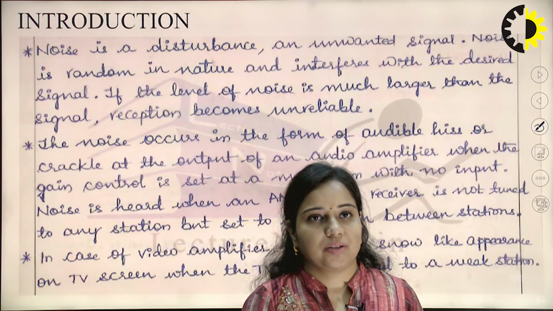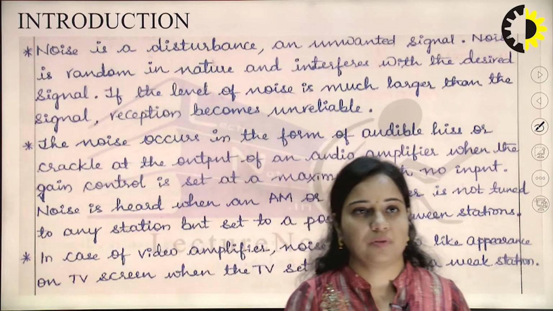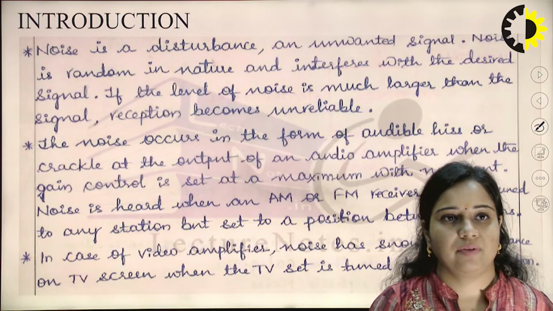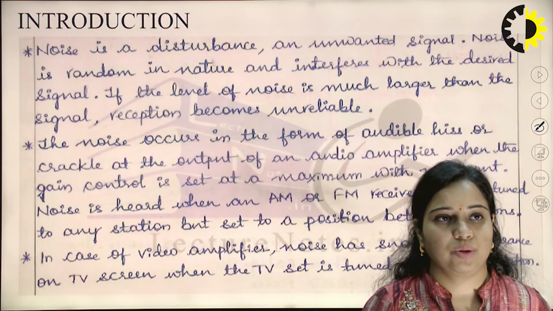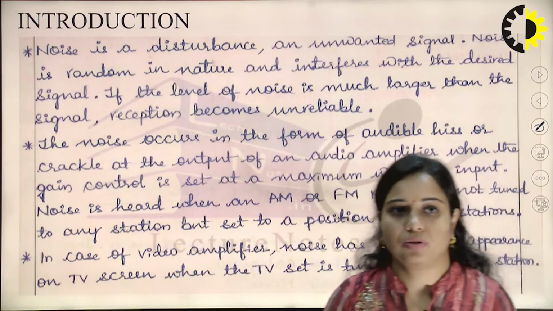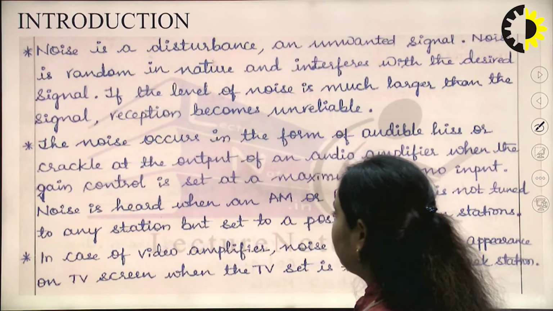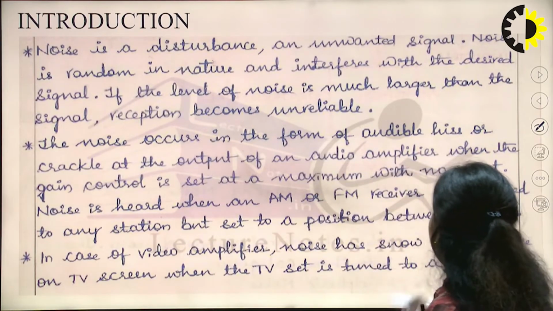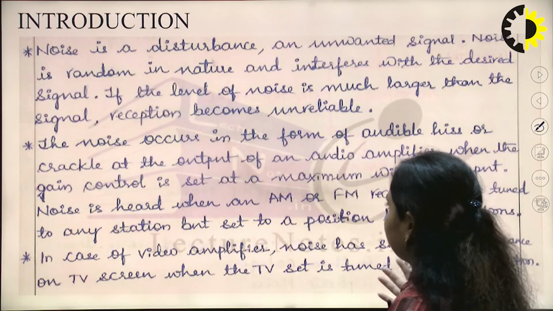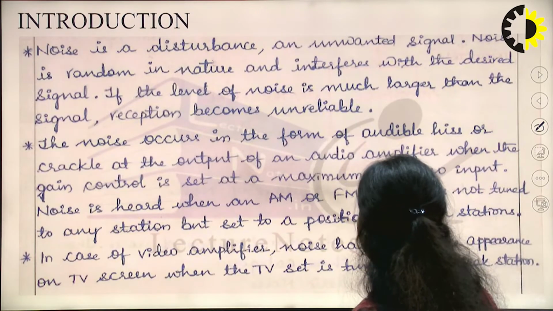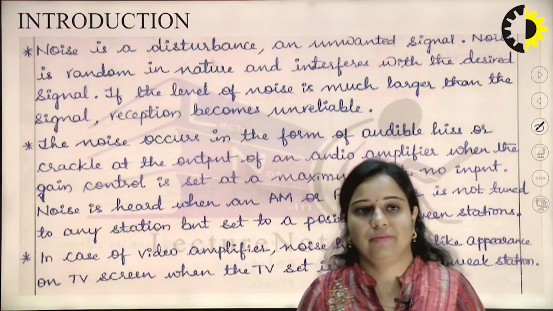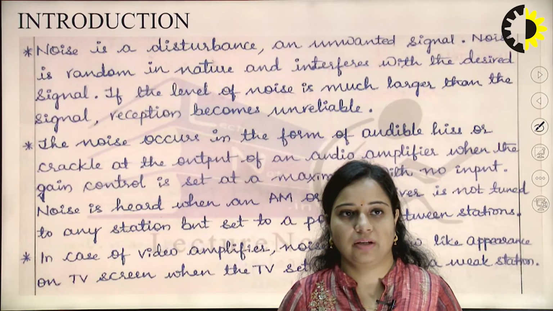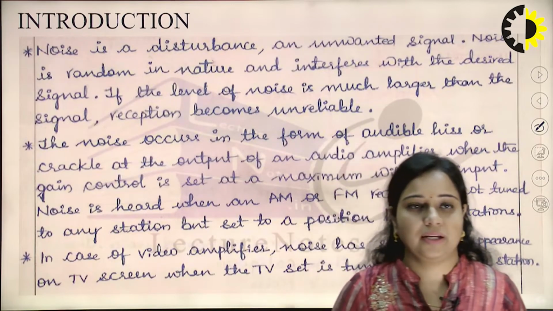If the level of noise is much larger than the signal, then the reception becomes unreliable, which means at the receiver side, when we want to demodulate the signal, a good quality signal will not be received. Noise occurs in the form of an audible hiss or crackle at the output of an audio amplifier. There are different types of noise in different applications. In the case of speaker noise, there will be a hiss or a crackle sound in the audio amplifier.